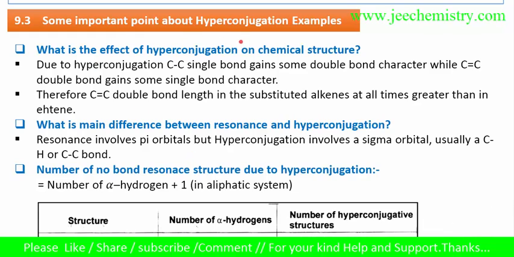Some important points about hyperconjugation. Maybe you can learn this by examples. What is the effect of hyperconjugation on the chemical structures? In hyperconjugation there are pi bonds and sigma bonds.